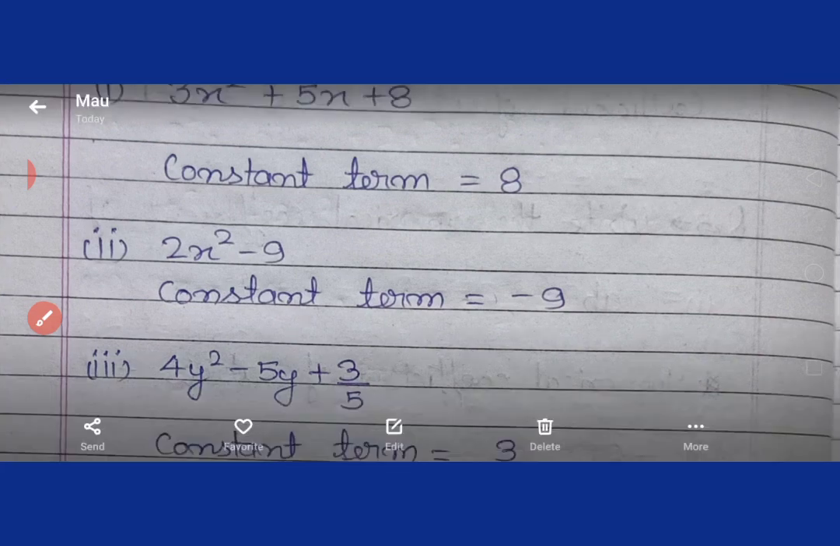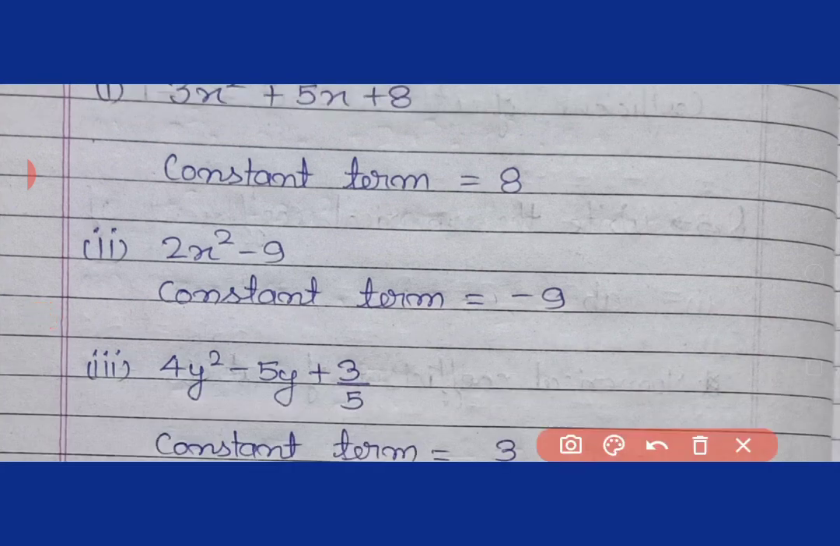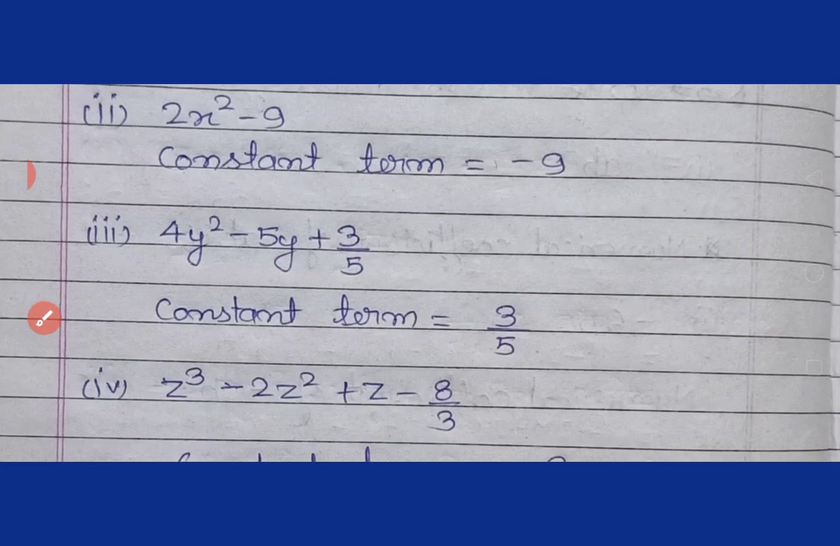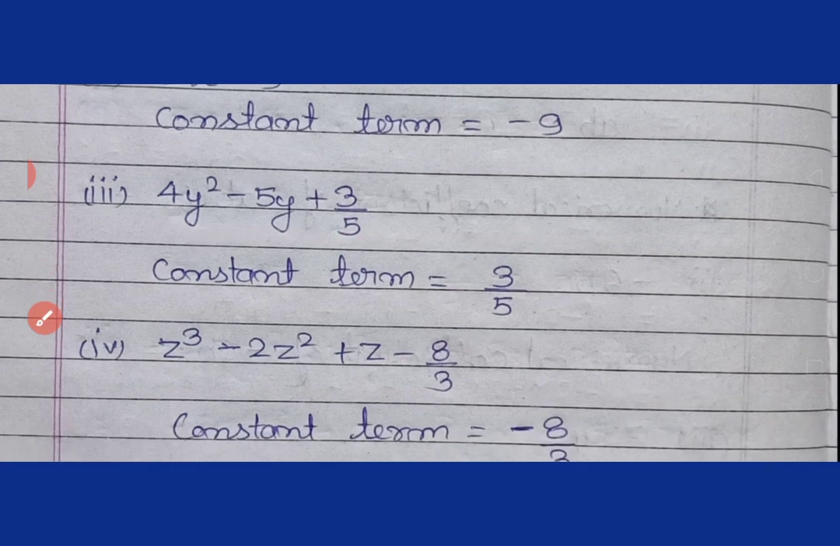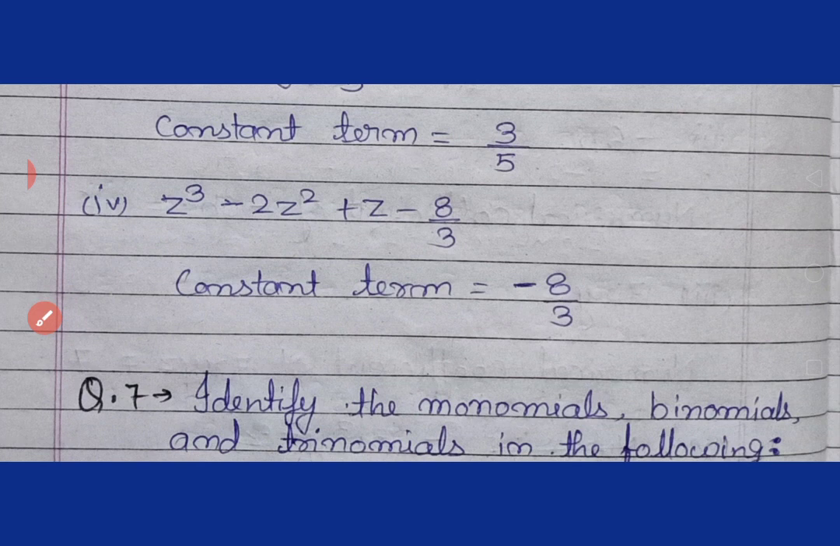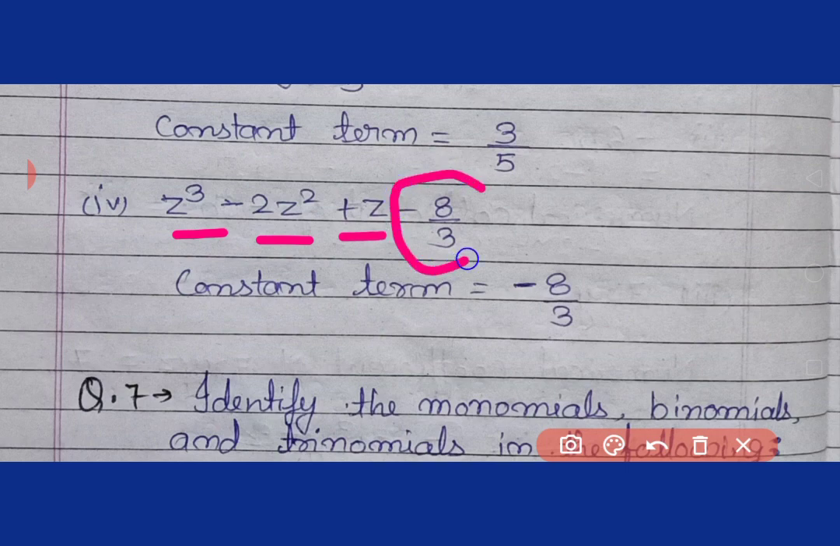In the next question, 2x square minus 9. So the value of minus 9 can't be changed. So its constant term is minus 9. Here, 4y square minus 5y plus 3 by 5. Here 3 by 5 is a number whose value can't be changed. So 3 by 5 is the constant term. Now in the next question, z cube minus 2z square plus z minus 8 by 3. So the constant term is minus 8 by 3.